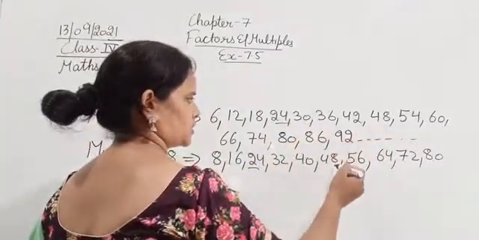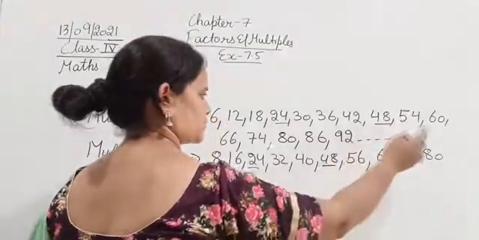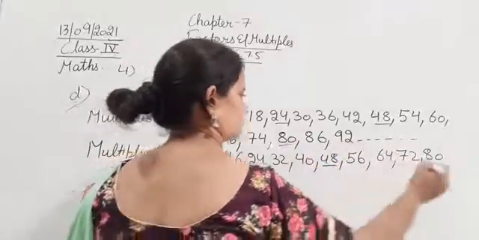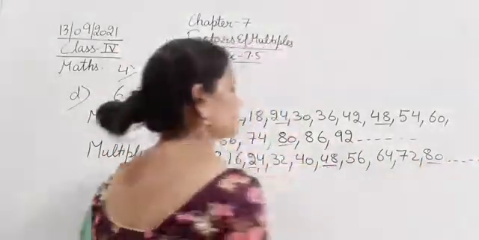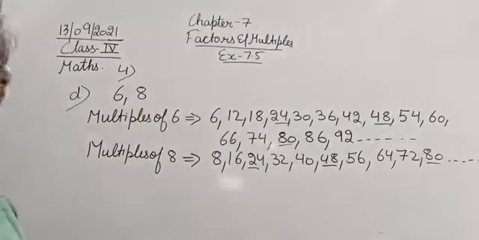40 is not here. 48. Yes, 48 is here. 54, 60, 66. Okay, 80 is here. And after this, when you have 3 common multiples, you can put dash dash dash. So these are the multiples of 6 and 8.